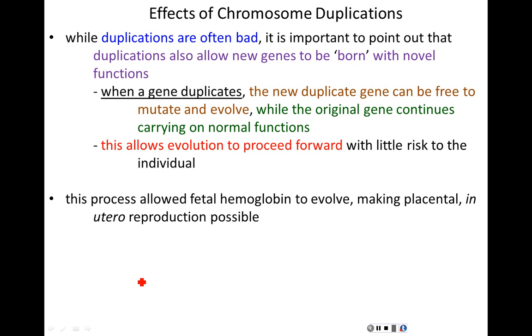This is actually what allowed fetal hemoglobin to evolve. Fetal hemoglobin is the direct result of a gene duplication event of the original hemoglobin gene. And now that new duplicated human hemoglobin gene could be mutated and tinkered with and evolved, making fetal hemoglobin possible. So, many of you may be familiar with fetal hemoglobin. Some of you may not.